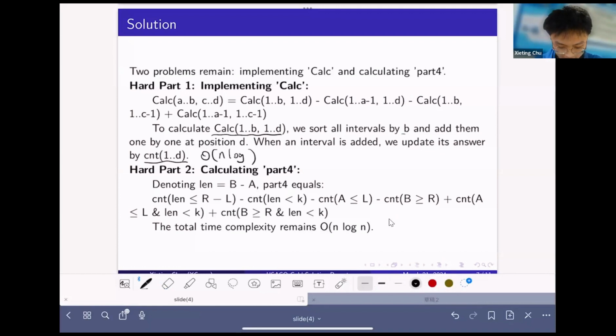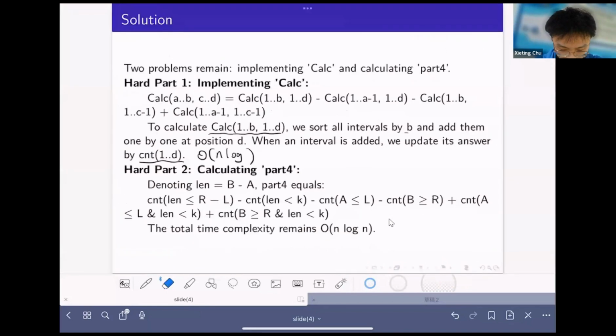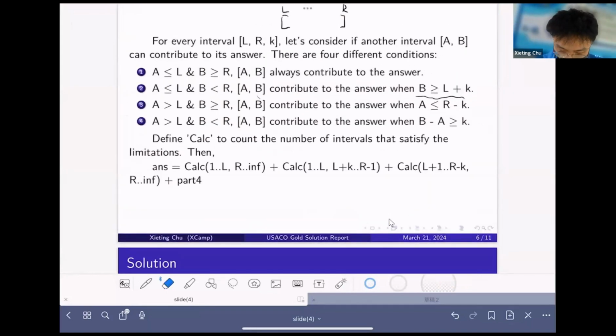And the harder part 2 is how to calculate part 4. And remember that part 4 is the number of intervals that are totally contained in [A, B], and whose length is greater than or equal to K.